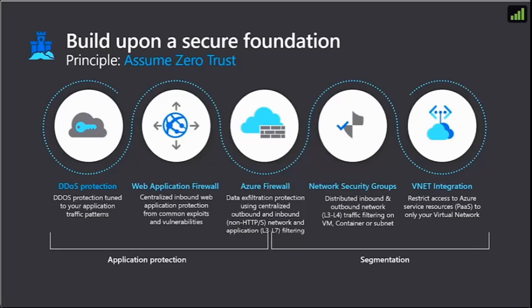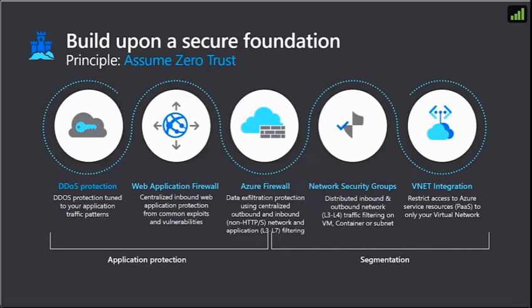Then we have NSGs, network security groups, which allow you to set up rules from a network perspective, from a traffic perspective, inbound and outbound network. This is L3 and L4 layer traffic filtering against virtual machines, subnets, or containers. And our virtual network integration allows us to restrict access to Azure service resources, platform as a service, for example, to only your virtual network.